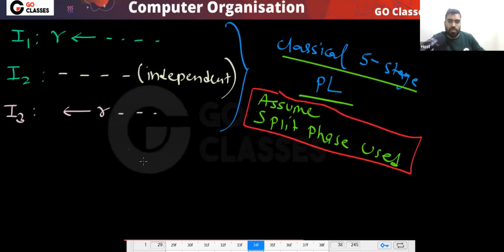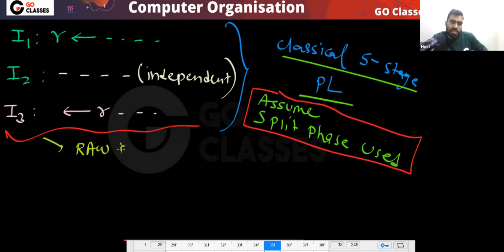Now let me explain what I will do. First, I will explain that hazard will come. Can you check it out? First of all, can you check it out that hazard will come? This hazard is going to come. Definitely, first of all, you can easily see that hazard will come. Actually, here RAW hazard is there.